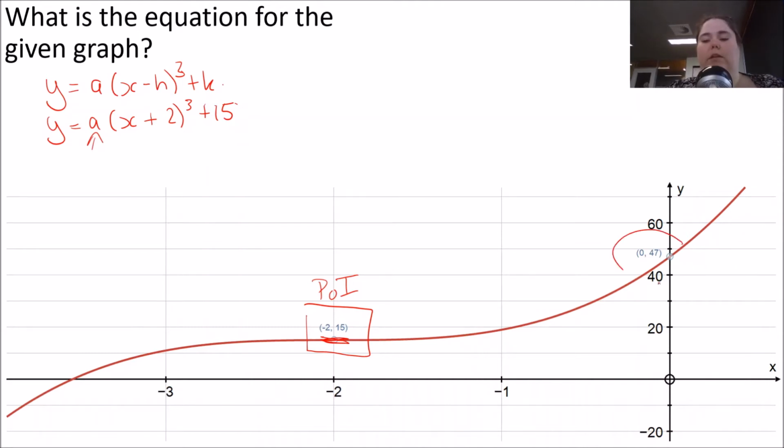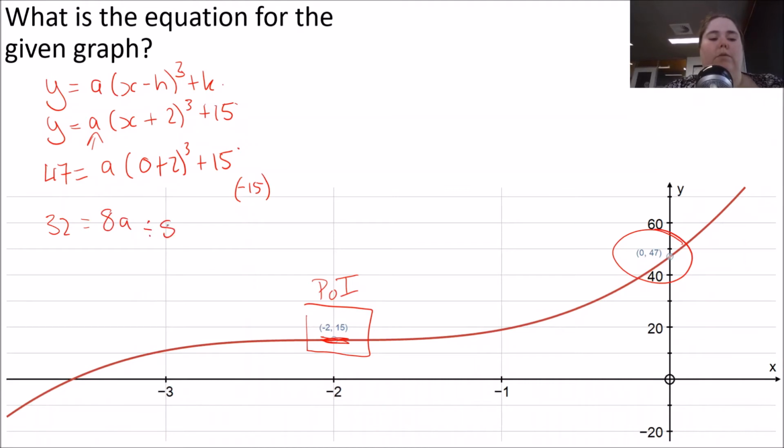So to find that, I need to use another point. For this one, we're going to use our y-intercept. So 47 equals a(0 plus 2) cubed plus 15. Okay, I'm going to minus 15 from both sides, and I'm also going to do this cube. So 47 minus 15 is 32, and 2 cubed is 8, so that's 8a. Divide both sides by 8. a equals 4. So now I know my equation is y equals 4(x plus 2) cubed plus 15.